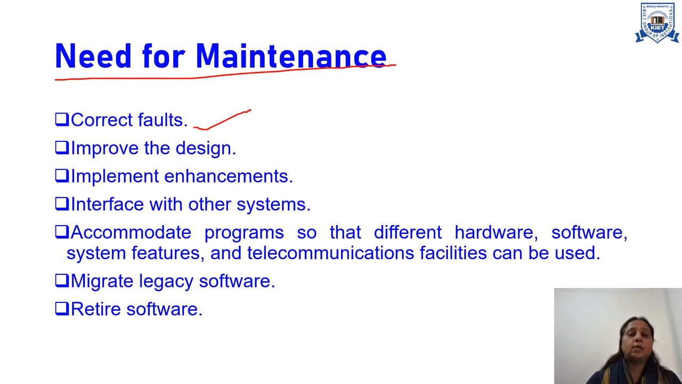Second, improve the design. We can improve the design also after delivering the software. For example, Facebook changes the software design so that users will use the software easily. There are so many aspects through which we can improve the design. We can change the design so that the customer or user will feel good using software they use frequently, like Facebook, WhatsApp and other things.